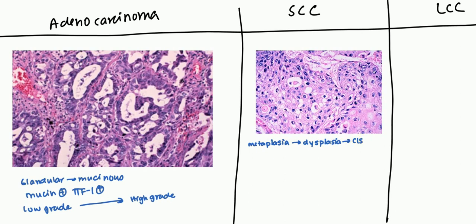This is also associated with keratin pearls, just because it's a squamous cell carcinoma. So here we have a keratin pearl right there, and you also get cavitations, which are a result of central necrosis as well. So that's also another common feature.